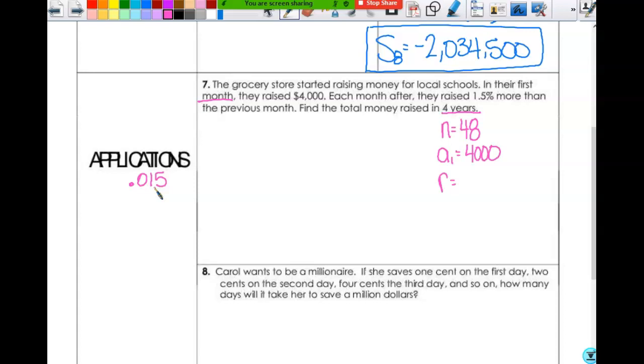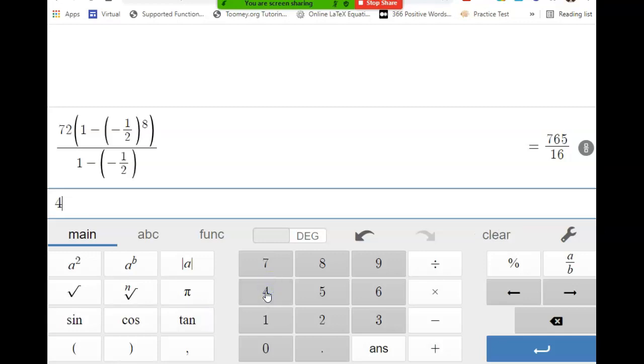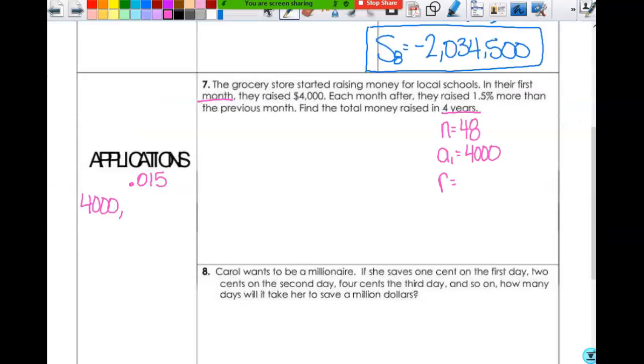0.015, we want to think about what this actually means. So our first term is 4,000, right? If I find 1.5%, or I take 4,000 and I multiply it, so 4,000 times 0.015, that means that's how much more. I got $60 more the next month. So my next month is $4,060. We agree with that? So that 1.5% is equal to 60, but this is my first term, this is my second term.